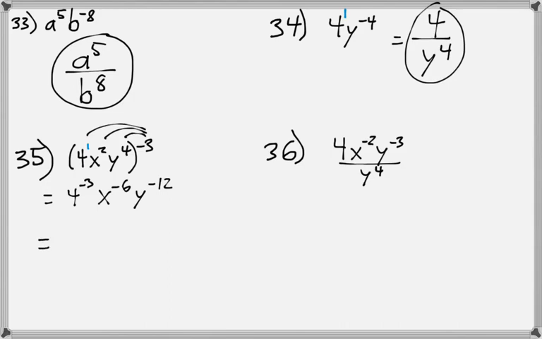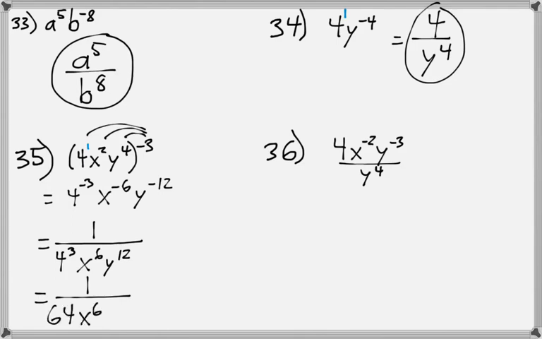So I need to get all positive exponents, which means I need to move everybody to the basement. And then lastly, they want us to figure out what is 4 cubed, and it's 64. So that'll be our final answer.